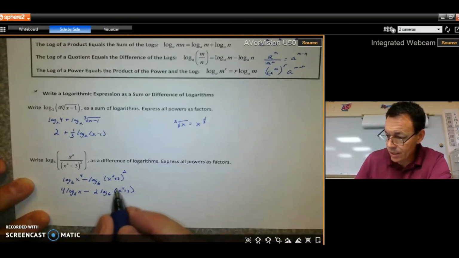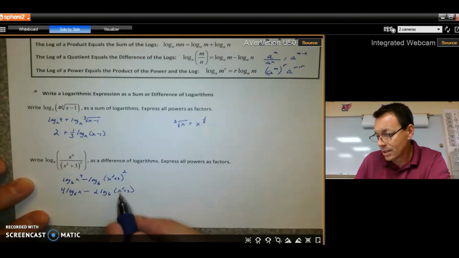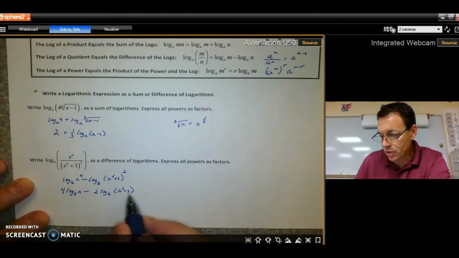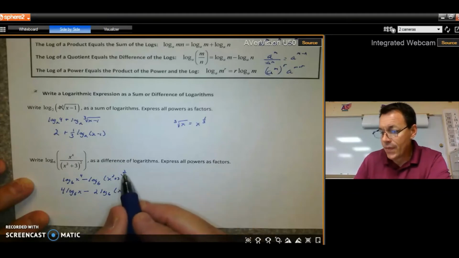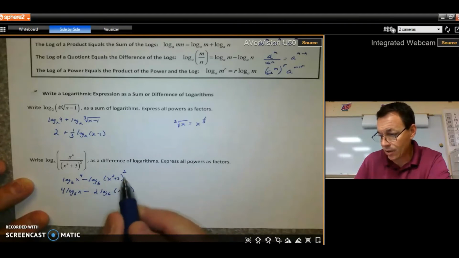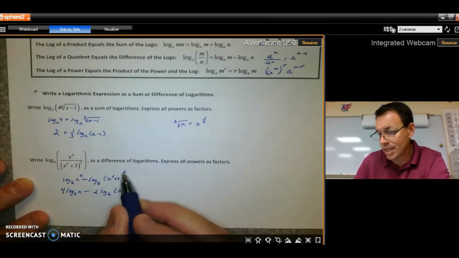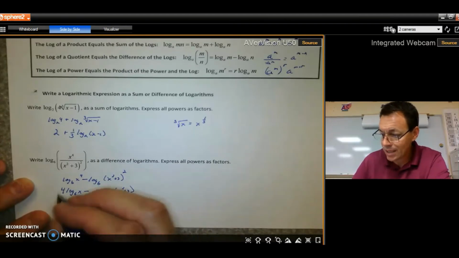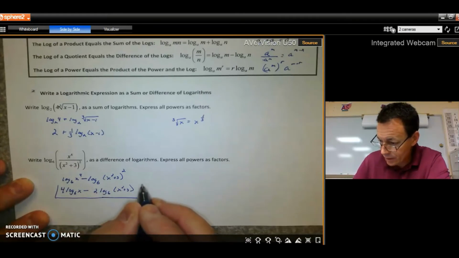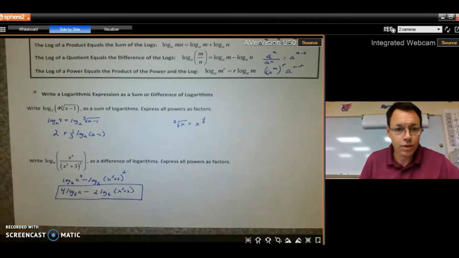Now, this is all connected together. We can't do anything with this exponent. This exponent is just kind of stuck here, okay? This is the exponent that was connected to the entire thing we were taking the log of, so we can take that entire exponent out front. This is your final answer. There's nothing else you can do with that, okay?